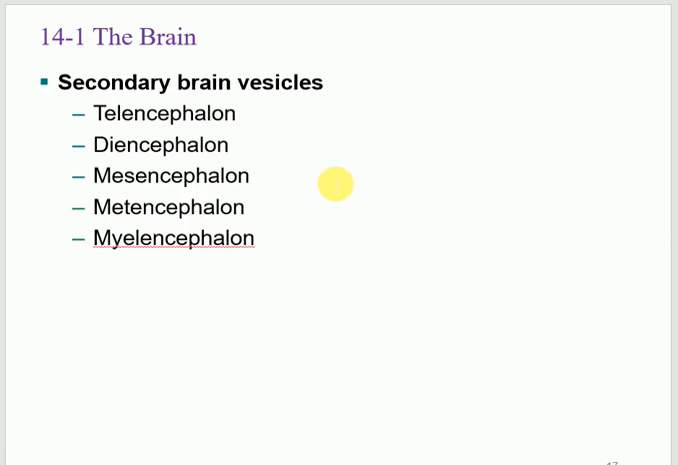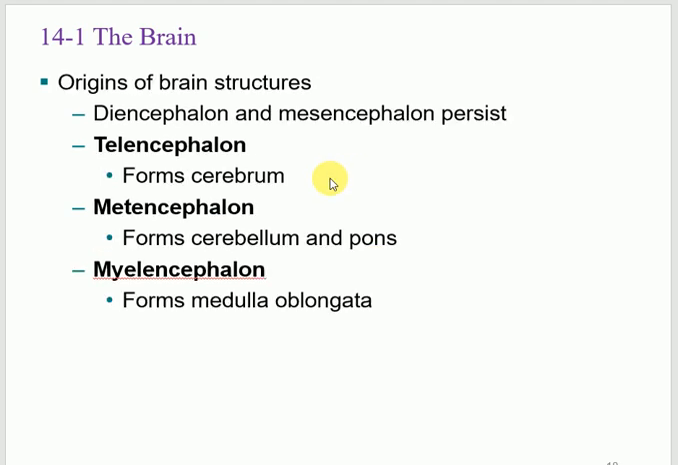These are the three, from which you will have five secondary: telencephalon and diencephalon, mesencephalon. Mesencephalon is the same thing, it didn't change. And then metencephalon and myelencephalon.